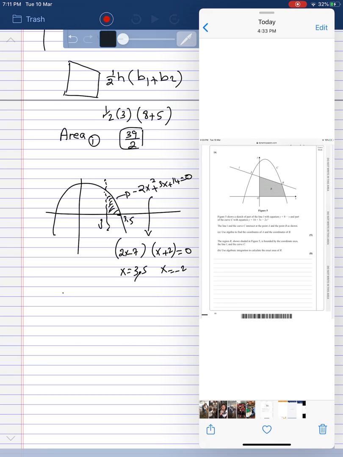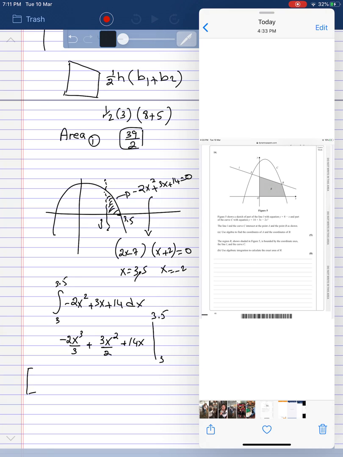How can I find it? It will be simply the integral between 3 and 3.5 of only the curve, only the parabola. And then I integrate. What I will get is minus 2x cubed over 3 plus 3x squared over 2 plus 14x, which should be bounded between 3 and 3.5.